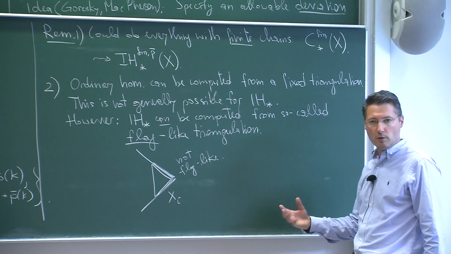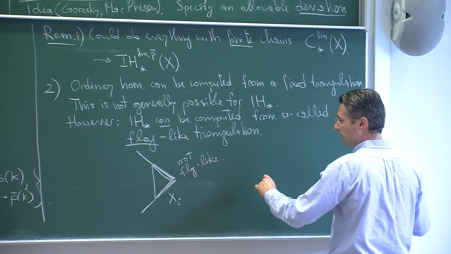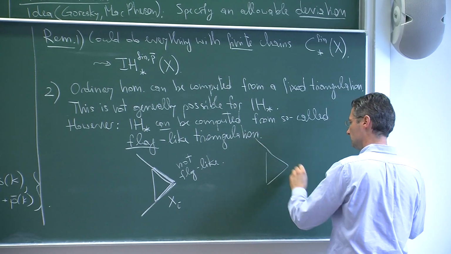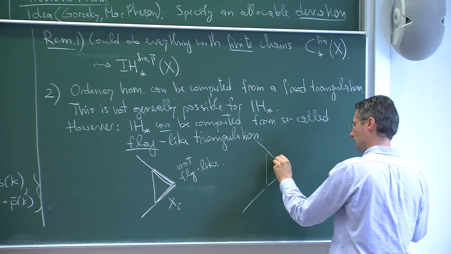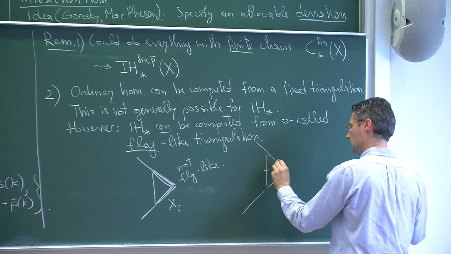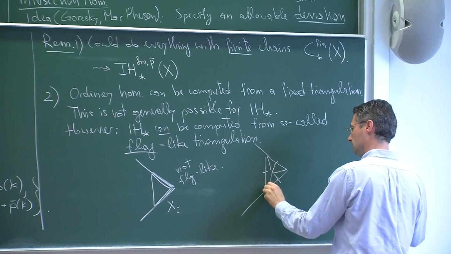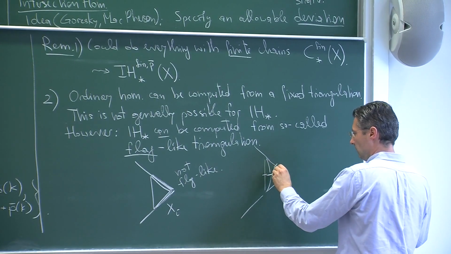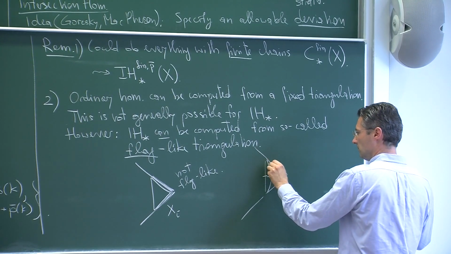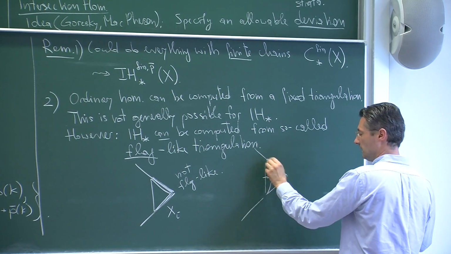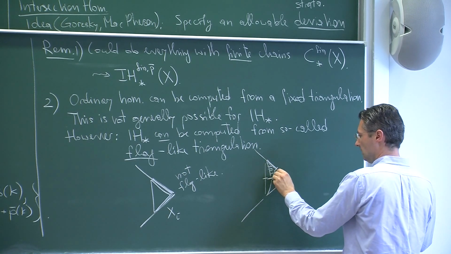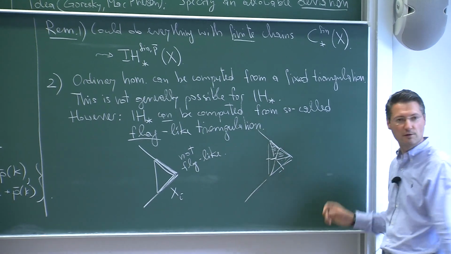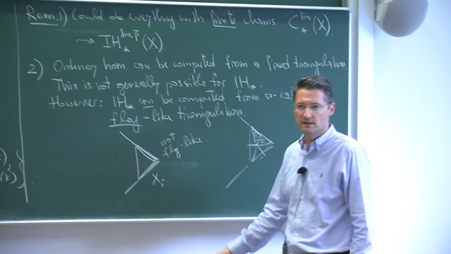But of course, you can always repair this, because if it isn't flag-like to begin with, then you simply subdivide it, right? You subdivide. And now it is flag-like, right? Because now this intersects the stratum only in this edge. This one intersects the stratum only in one edge. This one only, and so forth, right? So it's now flag-like, although it hasn't been before.